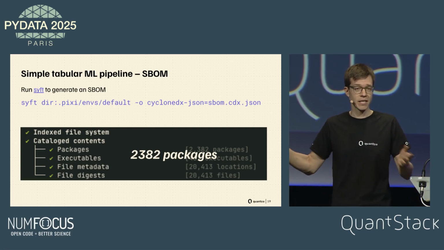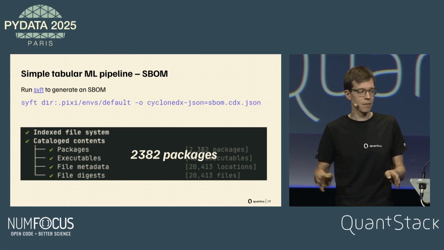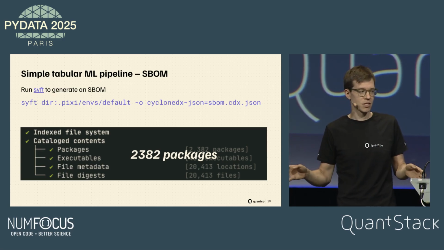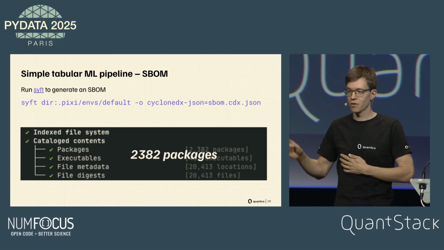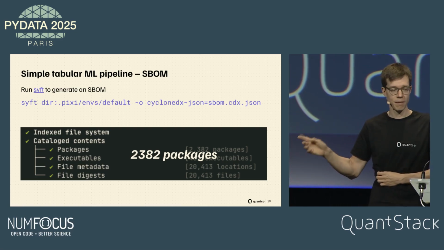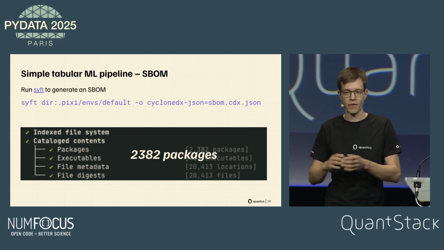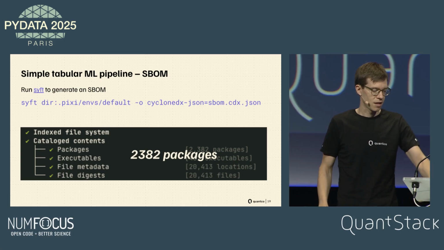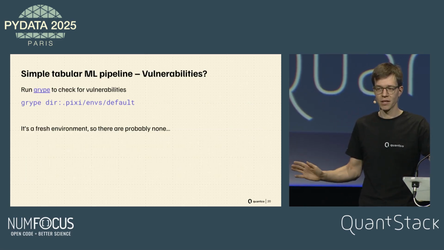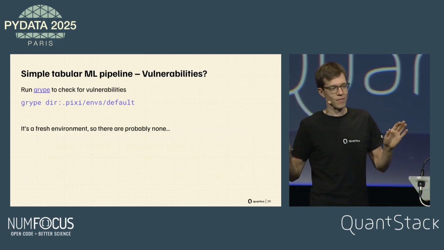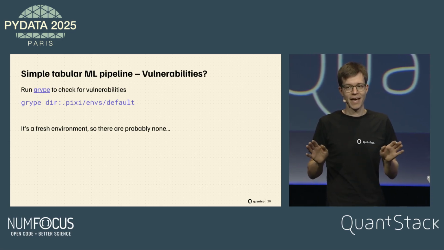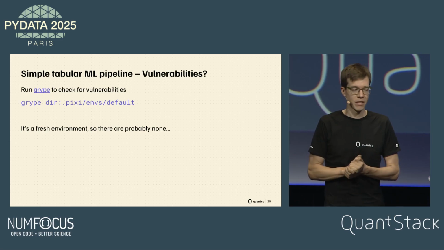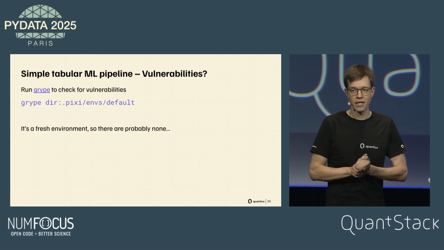I'm using Pixi, so it's not just tracking my Python dependencies, it's also tracking all the native dependencies I have on my system. So it's quite astonishing to see so many packages, and if you think that any package is a risk, that's an awful lot of them. And it's a fresh environment, so there are probably not going to be any vulnerabilities in there, because it's new software, freshly installed from the indices, with no pins.